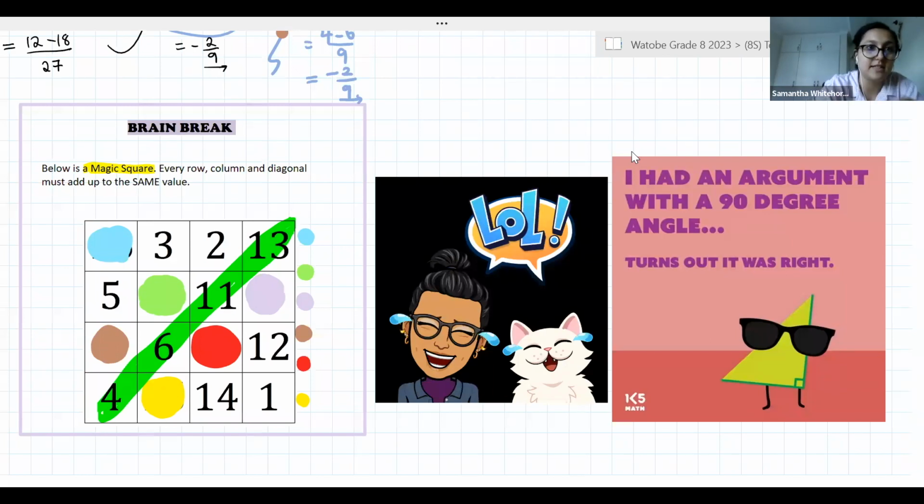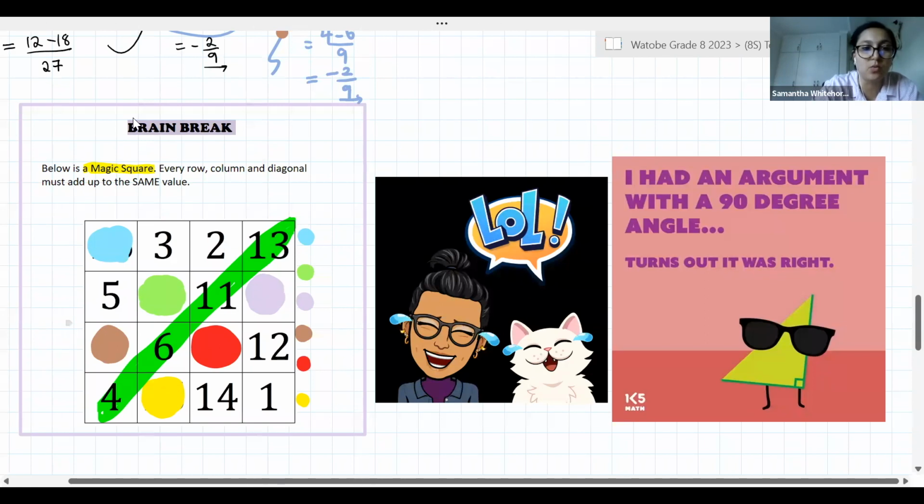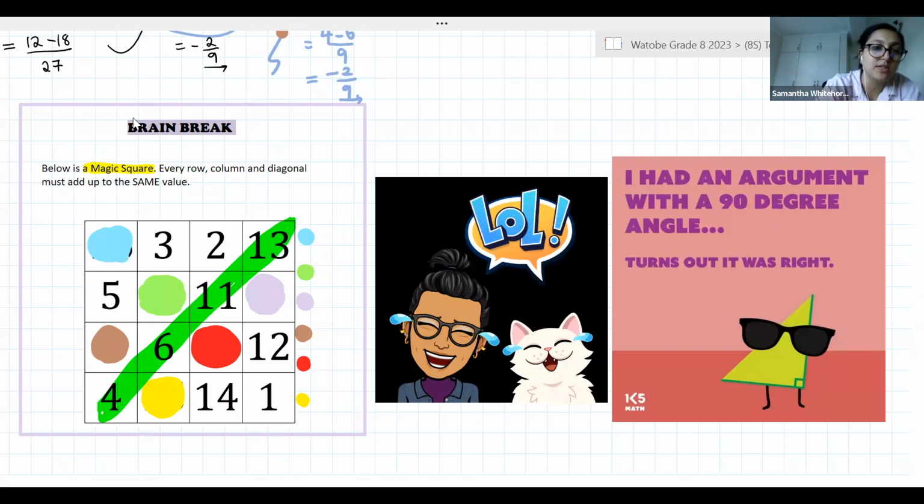Oh, great. Okay, let's quickly double check our sum. 4 plus 6 is 10. 10 plus 11 is 21. 21 plus 13 equals 34. So that means every column, every row, and every diagonal must equal 34. Hopefully that helps you figure out what those numbers are, because I didn't see any correct answers in the chat.